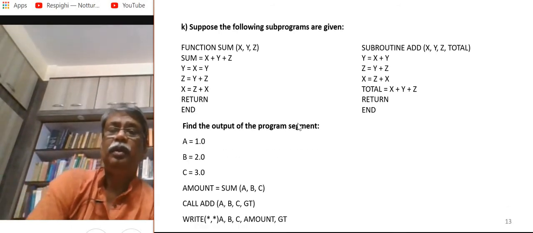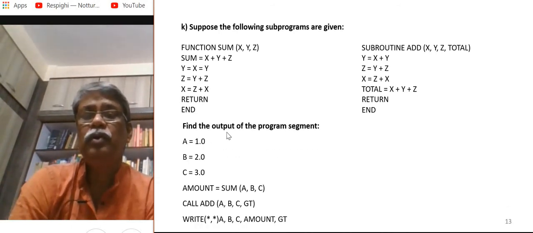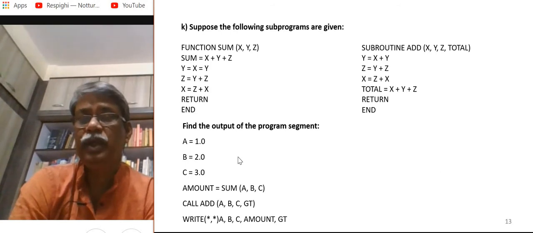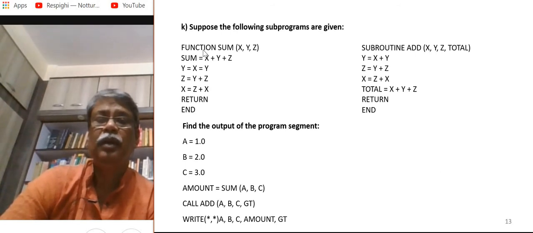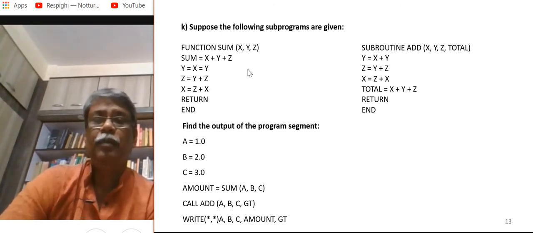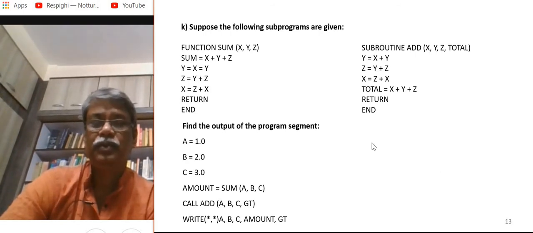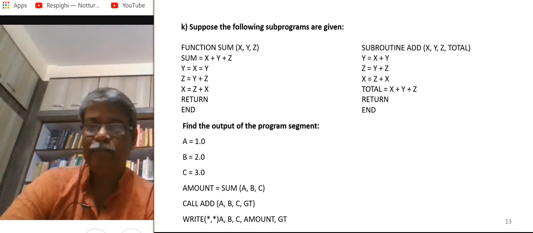Well, what is the problem? The problem is that you have to find the output of the program segment with the given input for A, B and C as 1, 2 and 3 respectively, but you have to use this sum function subprogram in the name of amount, and then you have to call this subprogram, call add ABC GT, and then finally write A, B, C, amount and GT. So other than this xyz redefinition part, the program is very straightforward. But because these are redefined here and there, you have to be very careful, and it's better to run a parallel dry run by writing side by side.